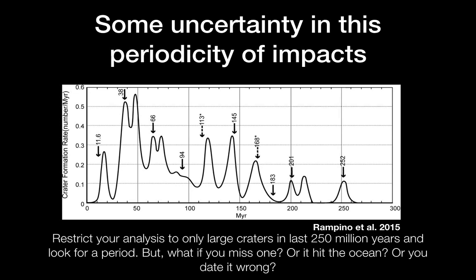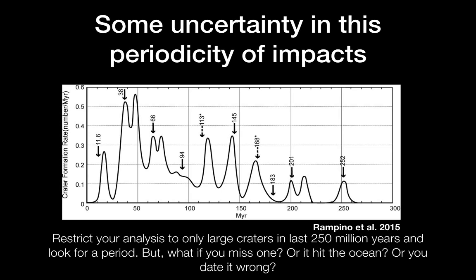But the problem here is that you don't know that you have all the data, right? What if you missed one comet impact? That would have quite a big impact on the period that you're measuring. What if a comet hit us but hit the ocean, so we couldn't find the crater? Then we would never know it happened. And what happens if your dates are slightly wrong? If you're out by a few million years, you suddenly go from maybe having a regular 32 million year period to a different period or no period whatsoever. So this is basically a way of saying that this data is actually quite noisy.